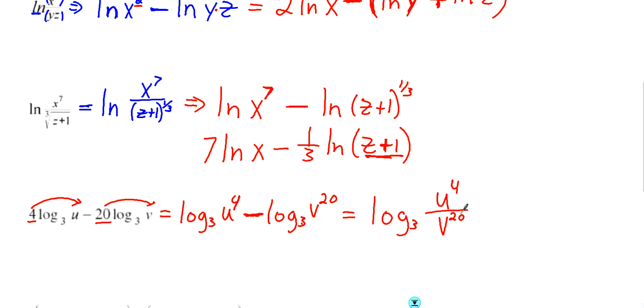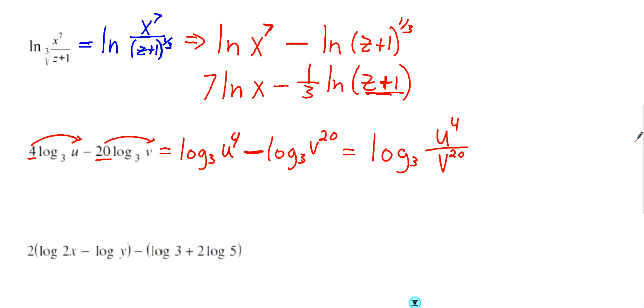The most common mistake I see students making is writing it with two logs, like going from here, and the blue one is not correct, but rewriting it as log base 3 of u to the 4th over log base 3 of v to the 20th. That is not correct. The whole point of condensing is to take multiple logarithms, in this case 2 logarithms, and condense it down into one logarithm.